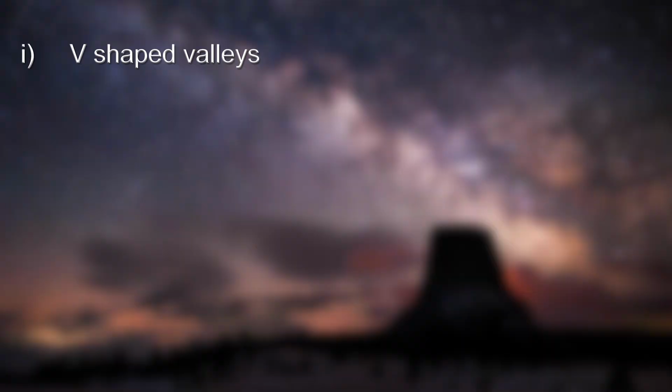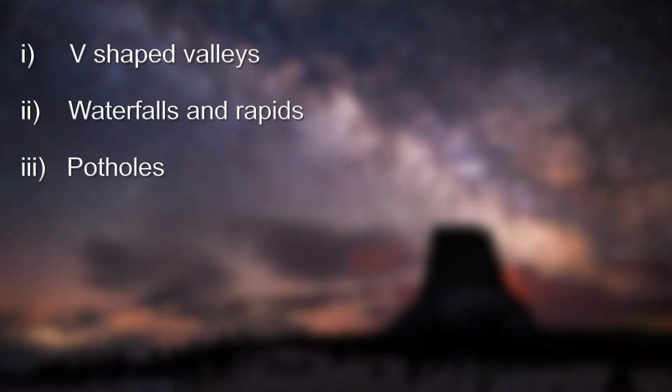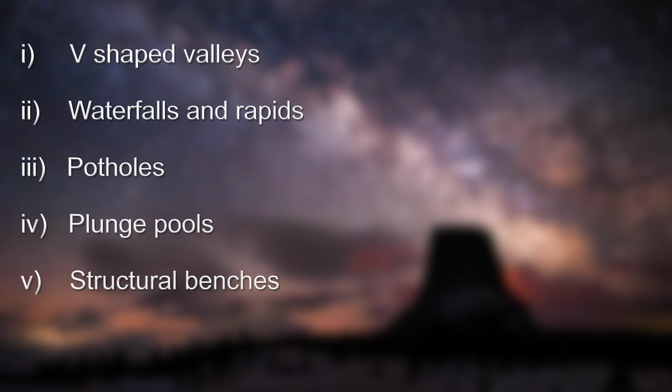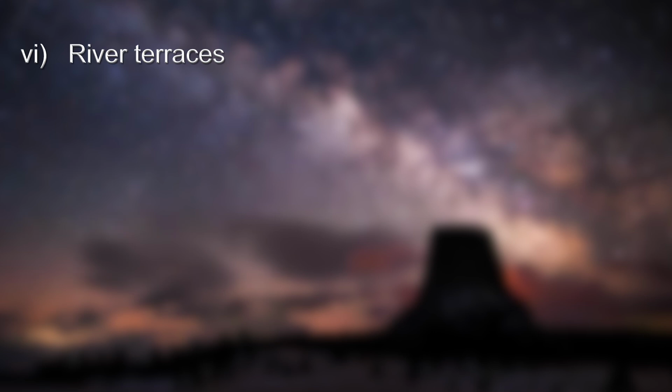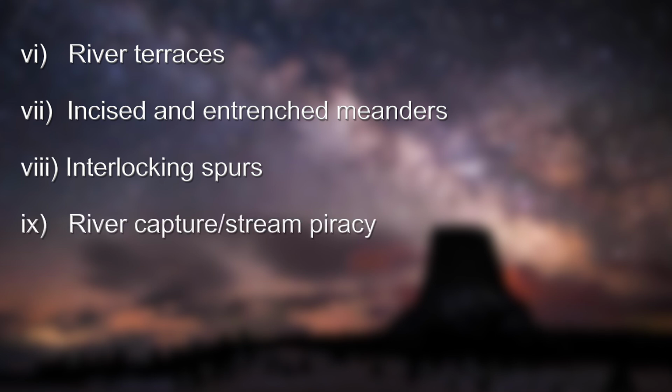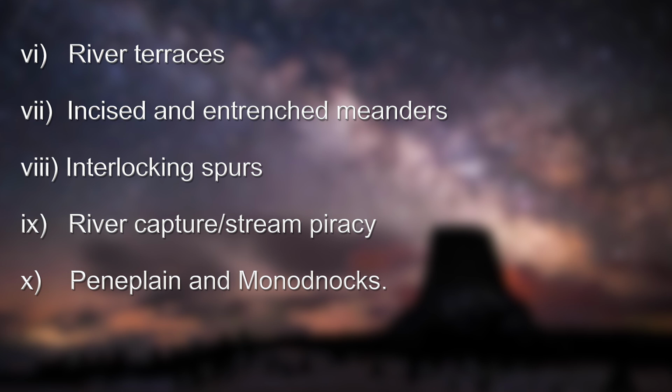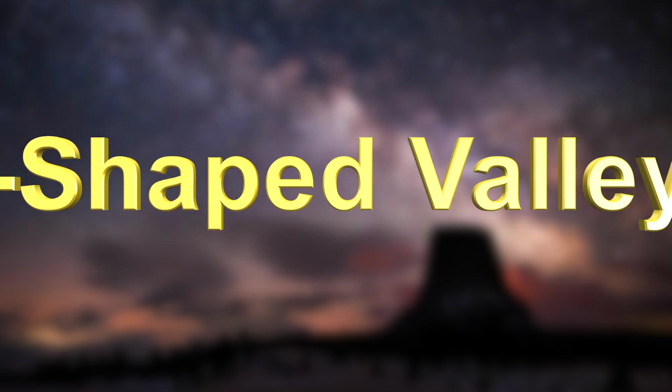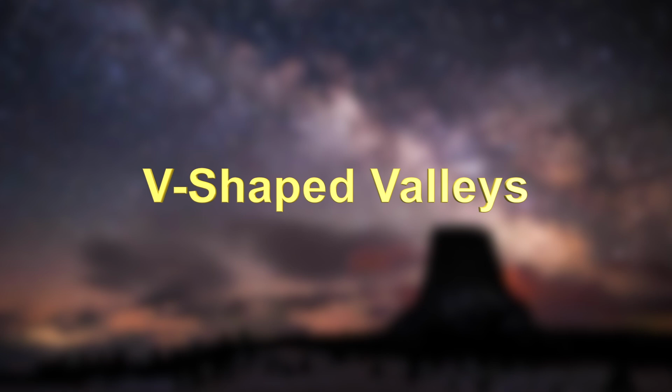The major landforms resulting from the fluvial erosion include: 1. V-shaped valleys, 2. waterfalls and rapids, 3. potholes, 4. plunge pools, 5. structural benches, 6. river terraces, 7. incised and entrenched meanders, 8. interlocking spurs, 9. river capture or stream piracy, and 10. peneplain and monadnocks. Now let us discuss the V-shaped valleys.